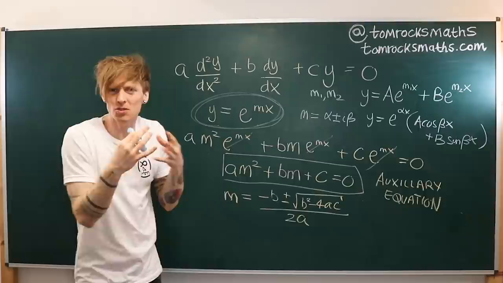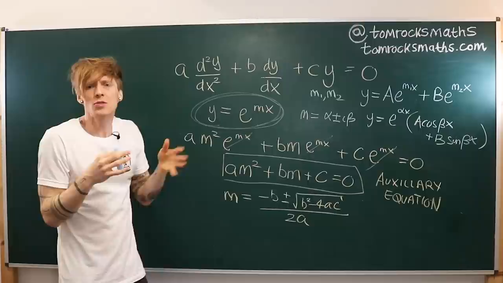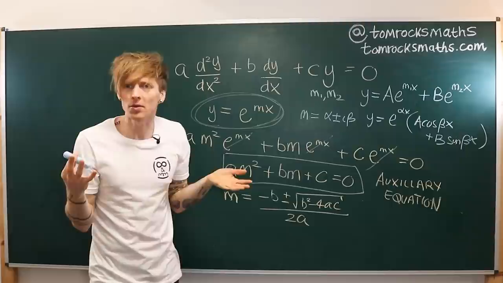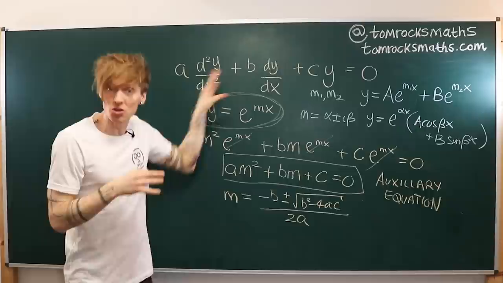Like, we've seen here that we can get exponential, trigonometric, maybe hyperbolic functions, but what if the solution is a polynomial? Or what if the solution is like a logarithm, for example? Like, this method doesn't allow for solutions of that form. So what if I'm missing some solutions by assuming that they all have this form in the first place?